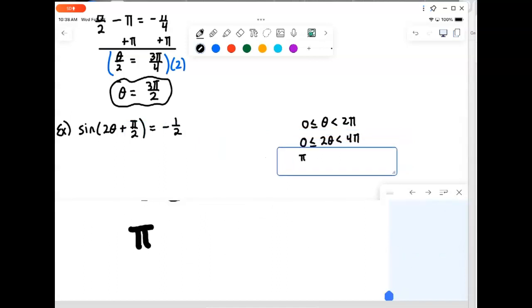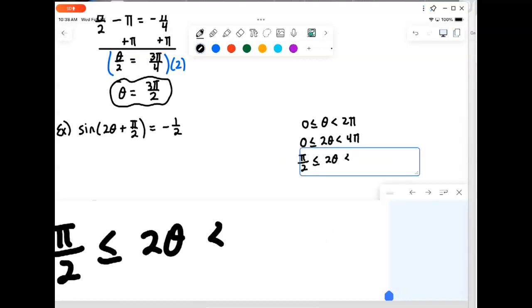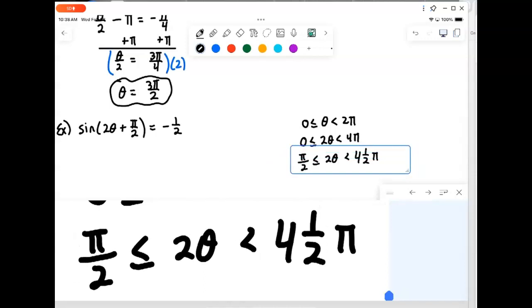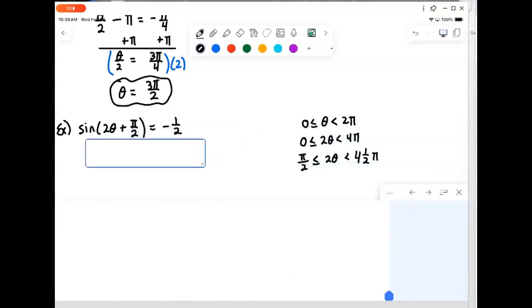So we're going to be looking between pi over 2 and 4 pi plus pi over 2, or 4 and 1/2 pi. I could write that as a mixed number, but here it's better to think of it as 2 full turns plus a half, plus another quarter turn, or as 4.5 pi. It's just easier to think of it visually as we go around that way.